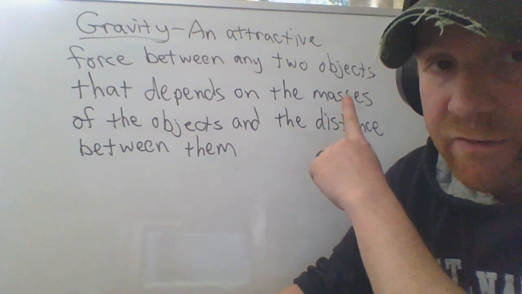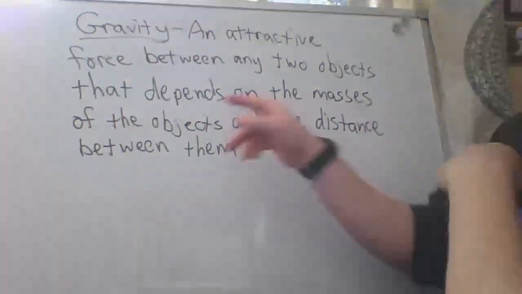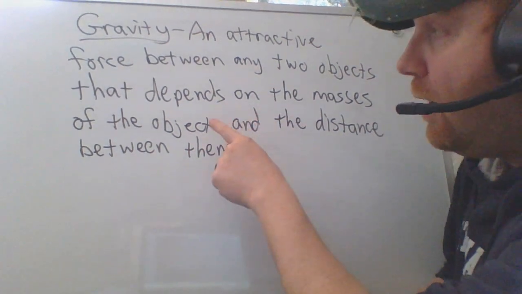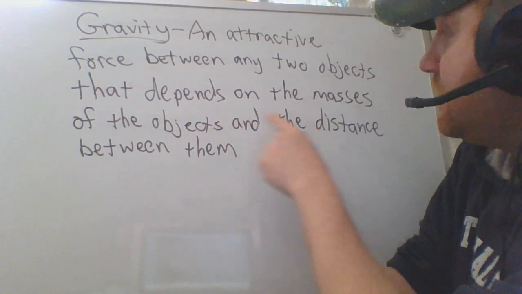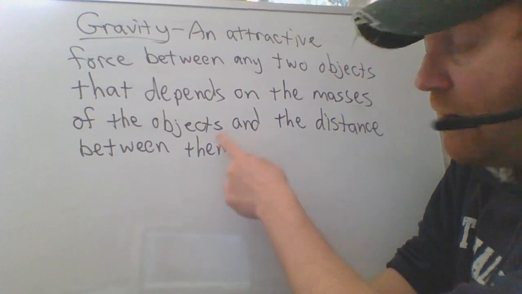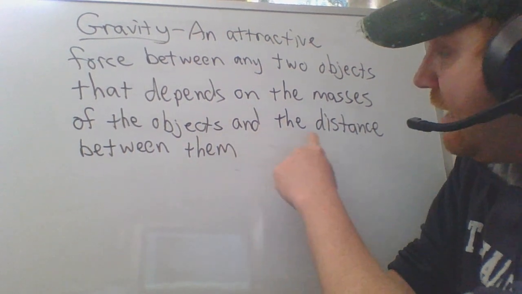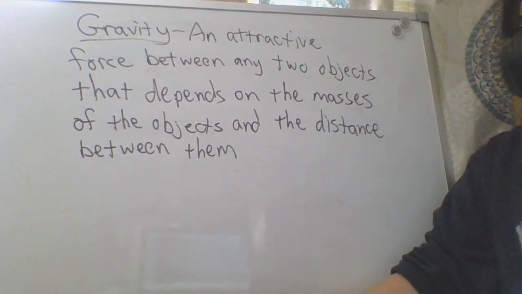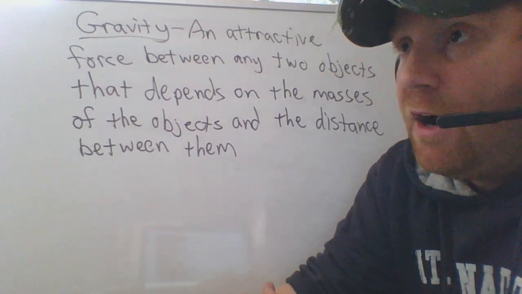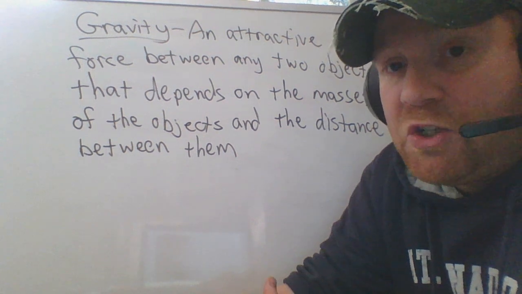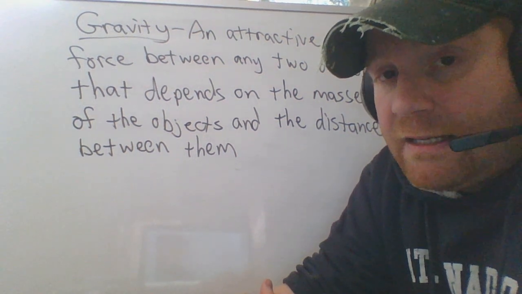But the definition of gravity is this: an attractive force between any two objects that depends upon these two following things. It depends upon the masses of the objects, how heavy they are, and the distance between them. There's an equation that's given in the book, but we want you to understand the concept of gravity and how it relates to mass and distance.